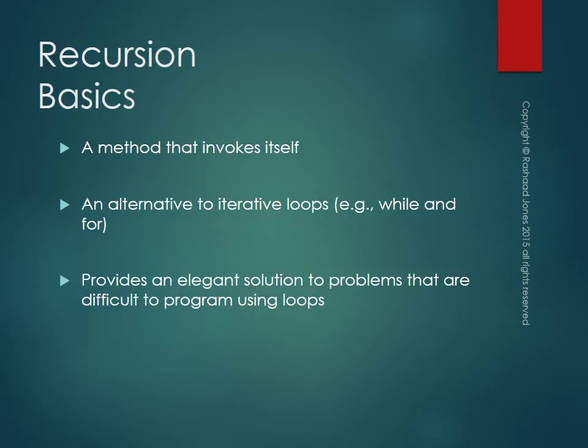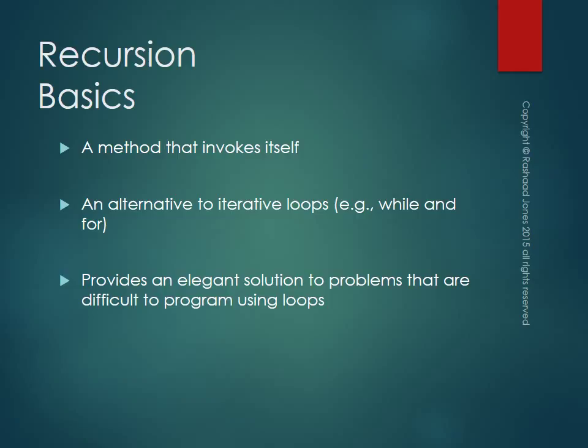So let's begin with a quick rundown of the basics for recursion. Recursion pretty much just means a method that invokes itself. So I've created a method, and inside that method I am going to call that same method. That's what recursion is. Recursion is an alternative to iterative loops. We discussed these iterative loops back, I think it was chapter 5 from 2301. So these are your while and for loops.